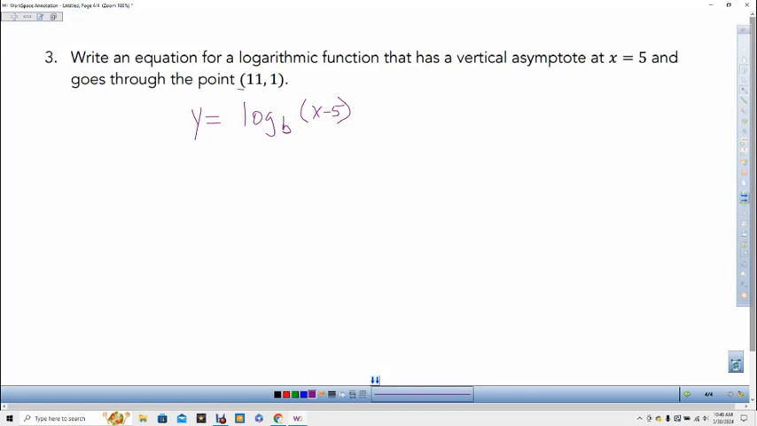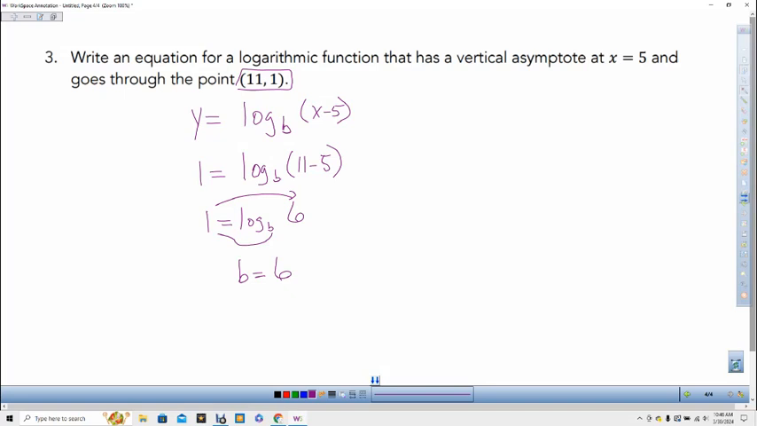Now, we have an x and y right here. We can plug those in. So 1 equals log base b of 11 minus 5. 1 equals log base b of 6. Now, if b raised to the first power gives me 6, what does b have to be? Well, b must equal 6.